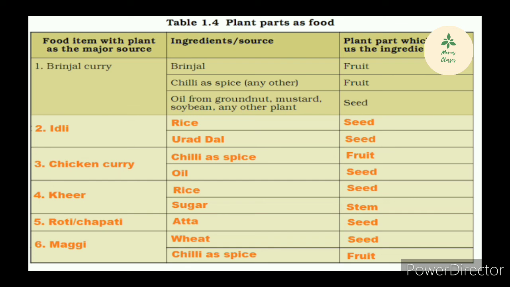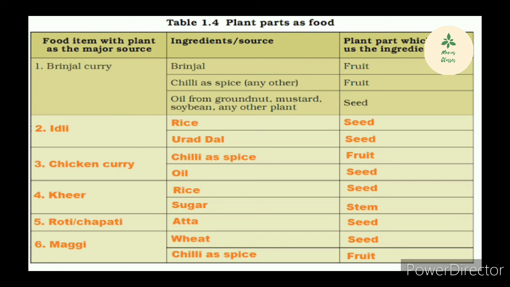And the second example, idli: rice and urad dal. Rice, that is seed. Urad dal, that is also seed. In a chicken curry, what ingredients do we need? Chili and oil. We do not conclude about chicken here as an ingredient, because we have to go through the plant parts. Chicken is not a plant part, so we cannot conclude that in this one. Chili, that is a fruit. Oil, that is seed.